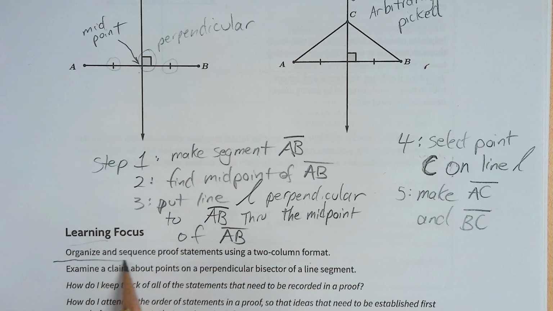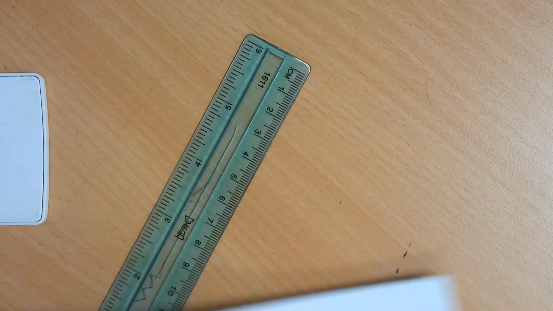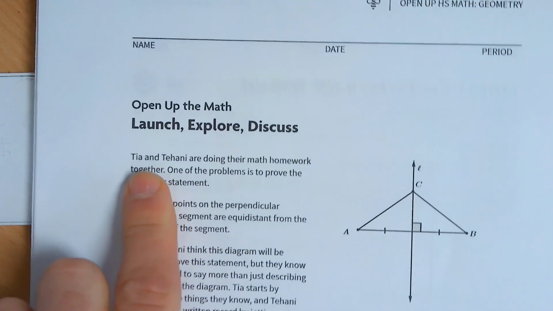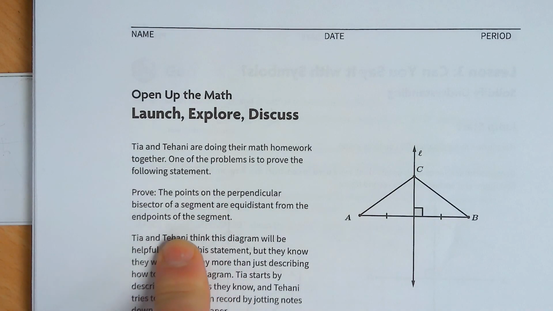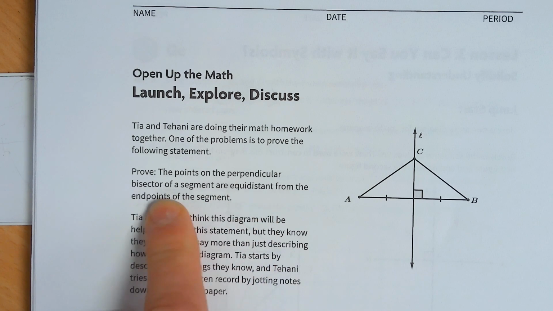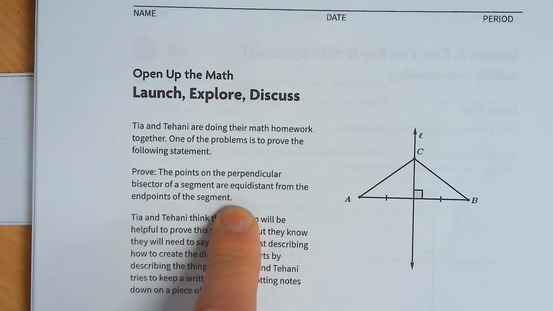Learning focus: organize and sequence proof statements using two-column format. Examine a claim about points on a perpendicular bisector of a line segment. Tia and Tahani are doing their math homework together. One of the problems is to prove the following statement: prove that the points on the perpendicular bisector of a segment are equidistant from the endpoints of the segment.